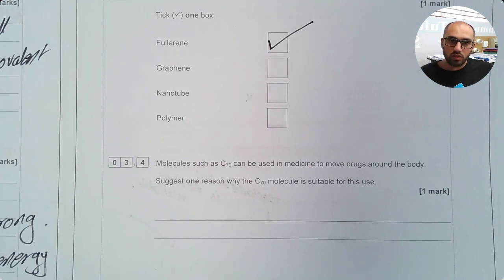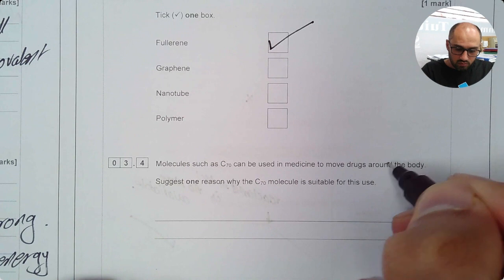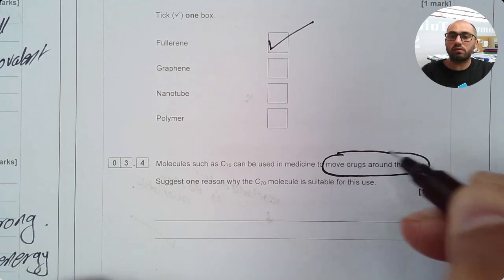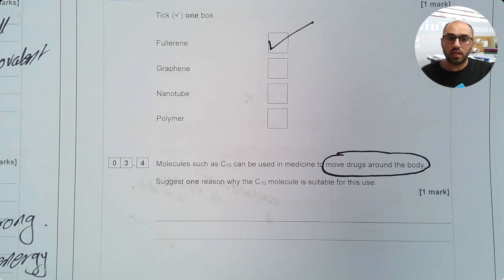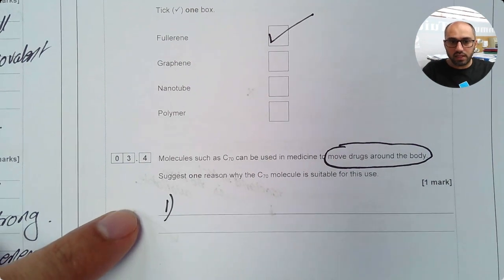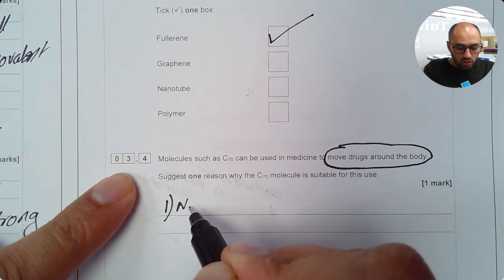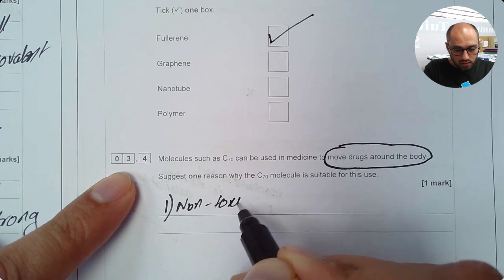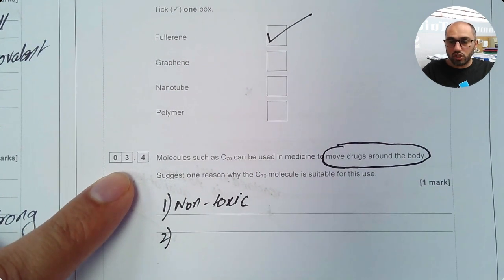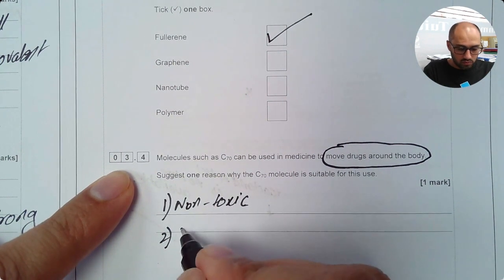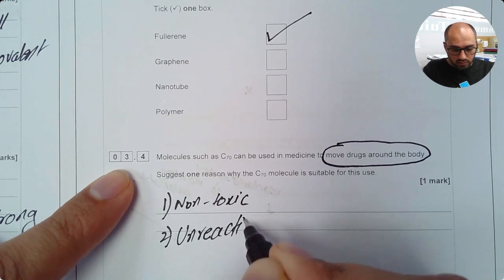Next part says molecules such as C70 can be used in medicine to move drugs around the body. So this means they will become part of your body because you have to take them in. Suggest one reason why C70 molecule is suitable for this use. Now anything that has to enter our body must not be toxic. The first thing that we can say is that it is non-toxic. Number 2, anything that goes in our body has to be unreactive. So we can also say it is unreactive.